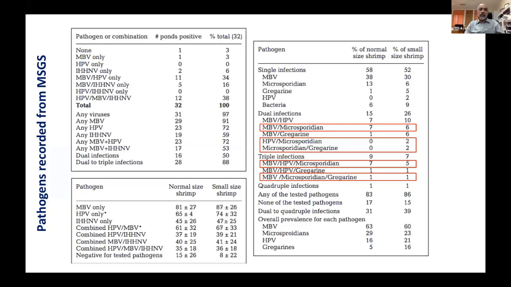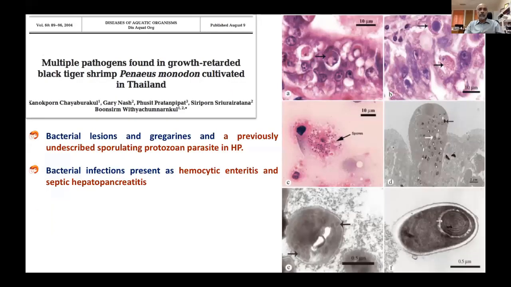So that means when you look at these slow-growing animals, you identify a range of pathogens, but when you try to implicate a pathogen to that particular syndrome, there will not be any correlation. So that's a serious problem. You can see multiple pathogens found in slow growth monodon, bacterial infection, the microsporidian infection. These are all reported frequently in those animals.